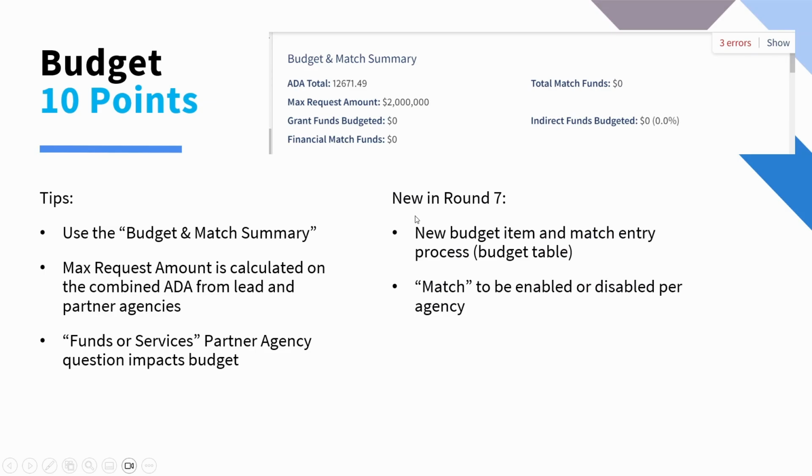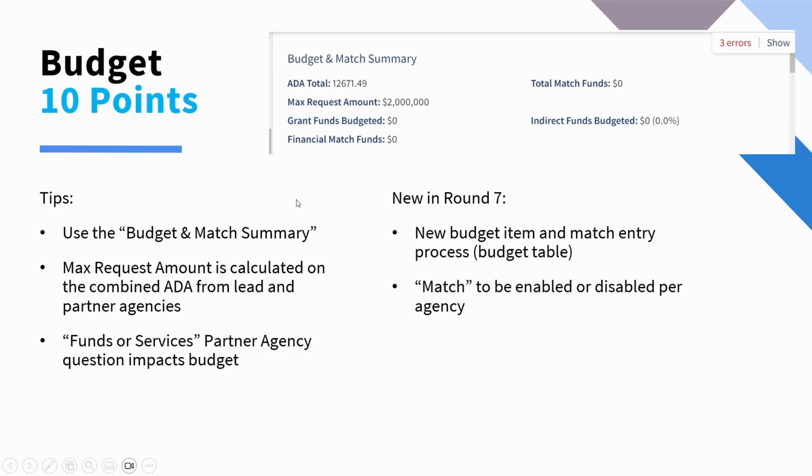And the next section is the budget section. This is worth 10 points. I always like to remind people to use the budget match summary section up at the top. It's really helpful to make sure that you are putting everything in correctly. And up here, you'll also see the max request amount that is contingent on the ADA totals. The details are in the RFA.